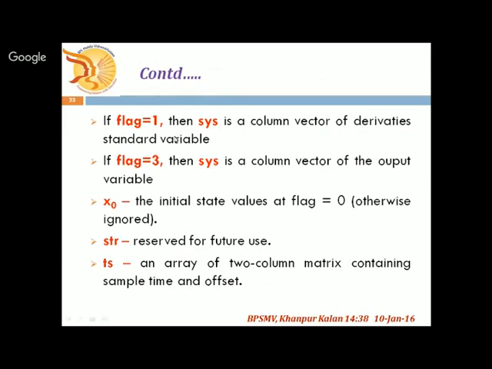Now, if the flag is 1, then sys is a column vector of derivatives of the state variables. If flag is 3, then sys is a column vector of output variables. X0 is the initial state value at flag 0. This str is reserved for future use. Ts is a 2-column matrix containing the sample time and offset. Offset is normally taken as 0.